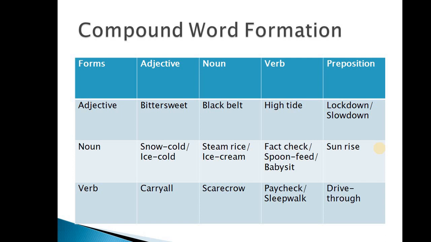Now in this table we have a more detailed chart of compound word formation. In the horizontal way you can see there are 5 columns: forms, adjective, noun, verb, preposition. In the vertical level there are 3 options: adjective, noun and verb. Forms is the heading of adjective, noun and verb. First we will take the first one, adjective. Now we will combine adjective with adjective, adjective with noun, adjective with verb, then adjective with preposition. This is how we will come to the end.